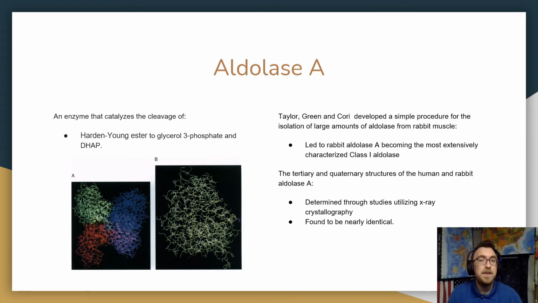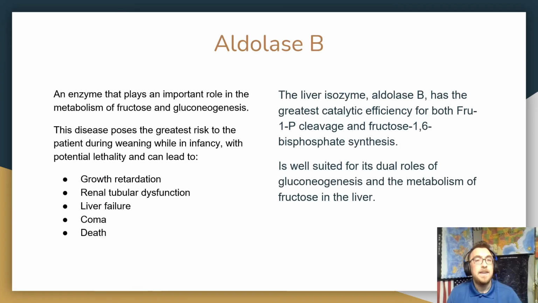Aldolase A, despite being the most extensively studied isozyme of the aldolase family, has a catalytic mechanism that is not yet completely understood. It is still unclear what roles are played by several key amino acid residues at the active site. The aldolase B isozyme possesses a critical role in fructose metabolism and gluconeogenesis.